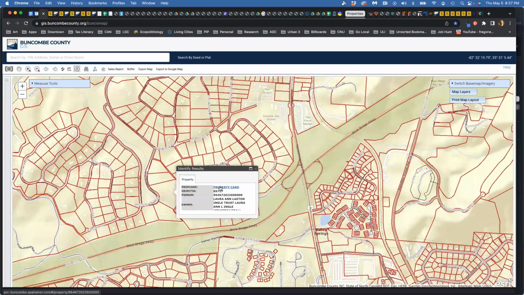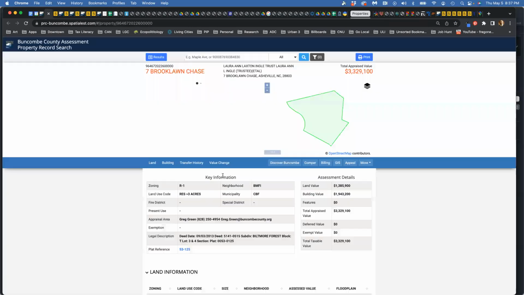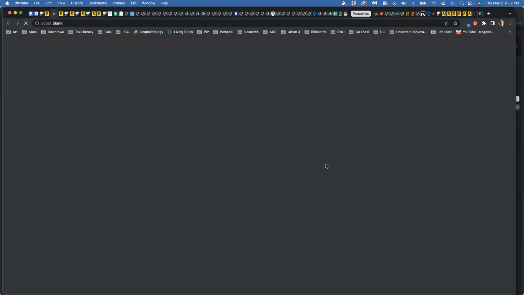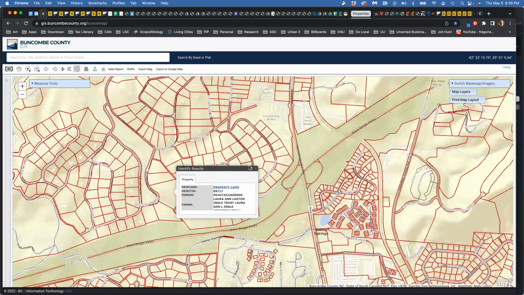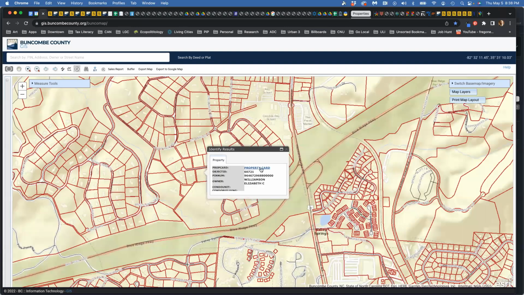So here's another property. Here's its property card, and here's its billing. And this one's owned by the Ingalls family. Okay, this one's gone from 6.3 million down to 3.3 million. So essentially, this one's lost half its value. Okay, hey, Joe, you're not being fair. These are royalty in Buncombe County. Fine, let's move past the Cecils and the Ingalls, and let's just grab this neighbor over here.